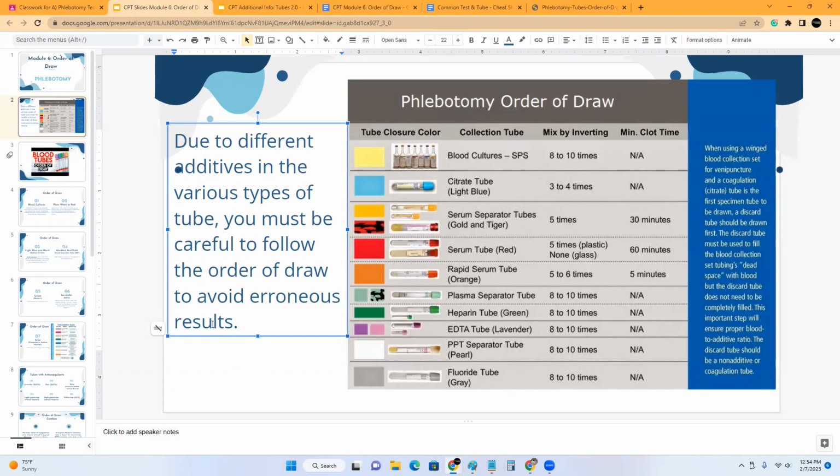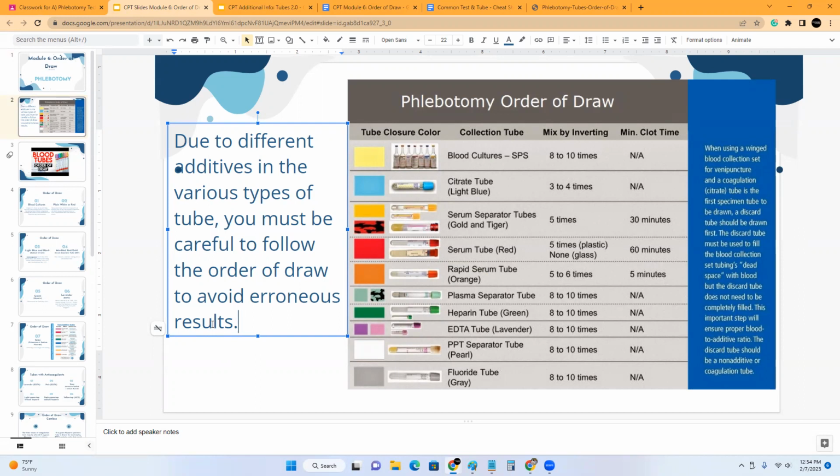Those tubes that you're using are determined by the tests ordered. Each test requires a specific tube. Sometimes one tube can be used for multiple tests. Once you know what tubes you have, then you put them in order so you know what order to use them in. You will memorize this order as you use it, okay?